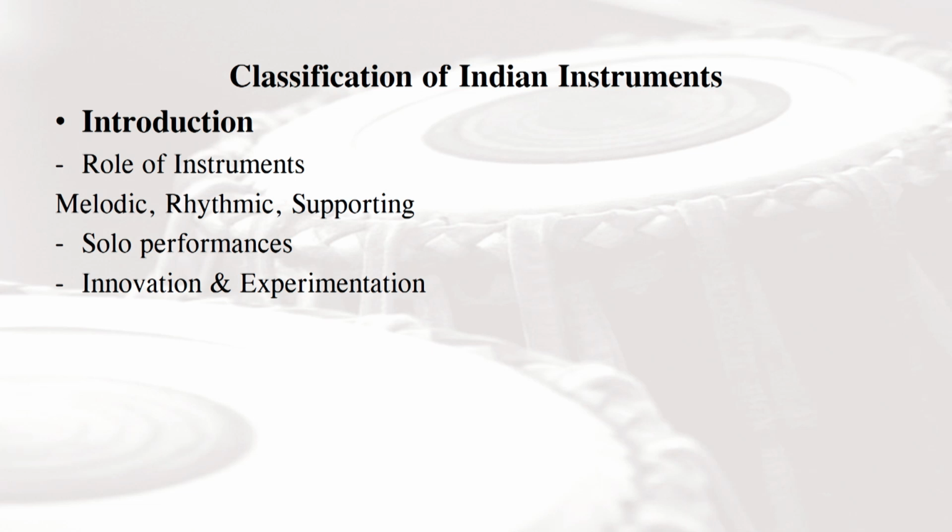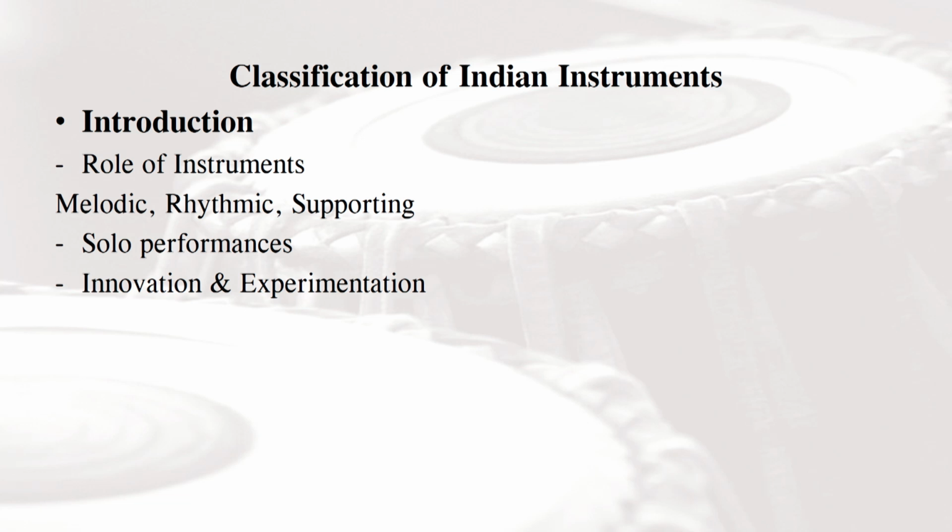We will see the role of instruments. Melodic role. Indian classical instruments, especially melodic ones like sitar, veena, sarangi and bansuri, are designed to express the microtonal nuances of the raga system.